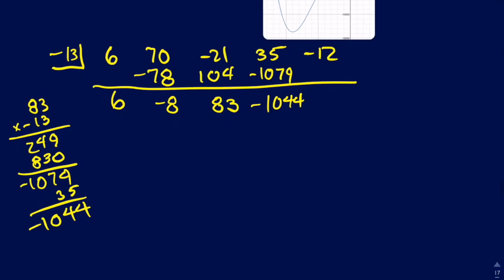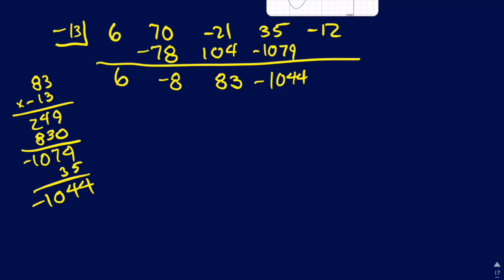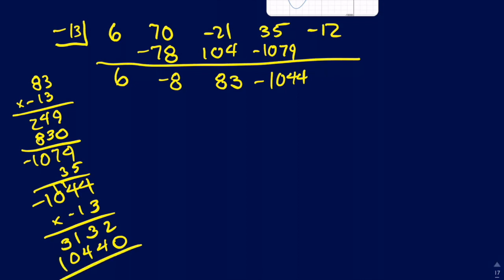Okay, one more big bad multiplication. 1044 times negative 13. 3 times 4 is 12. 3 times 4 is 12 plus 1 is 13. 3 times 0 is 0 plus 1 is 1. 3 times 1 is 3. And 0 and 1 times 4, and that's just a 1, so we just copy that. And add: 2, 7, 5, 3, 1.